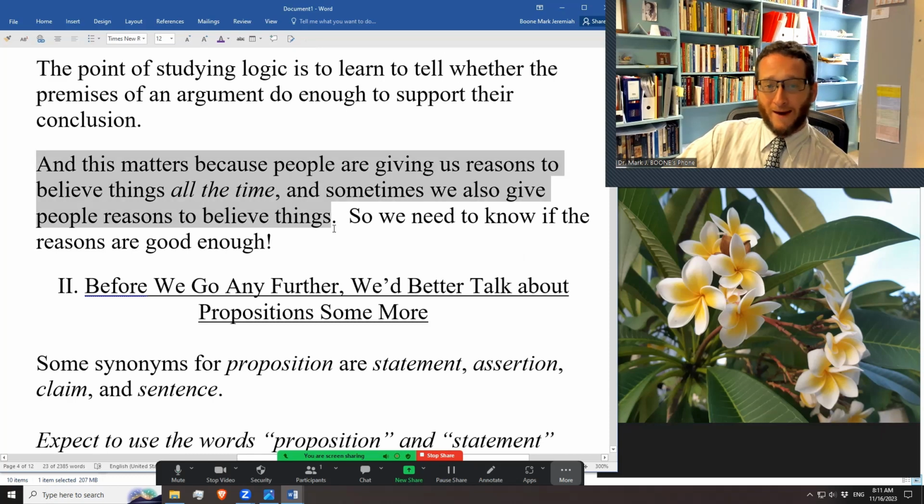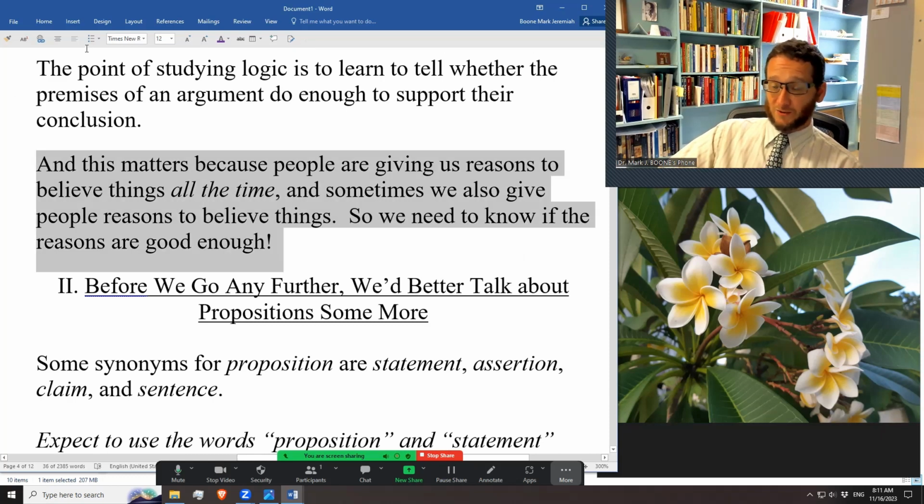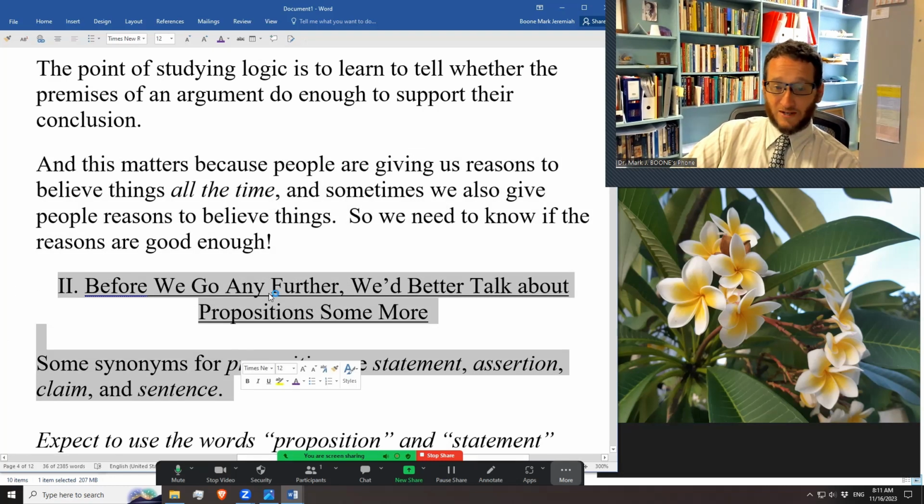So this all matters. Logic matters because people are giving us reasons to believe things all the time. And sometimes we also give people reasons to believe things. So we need to know if the reasons are good enough. That's it. That's why this stuff matters. And it matters a great deal.